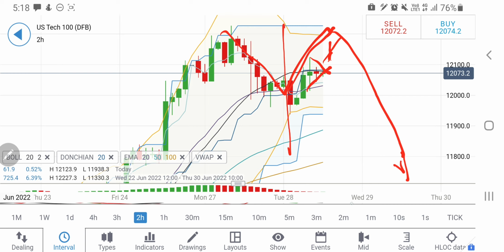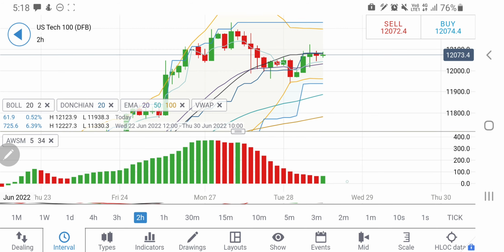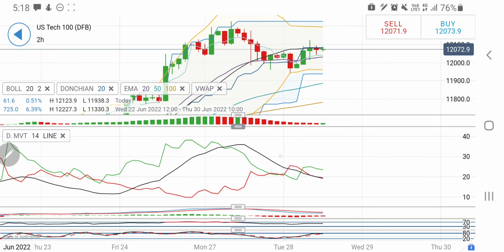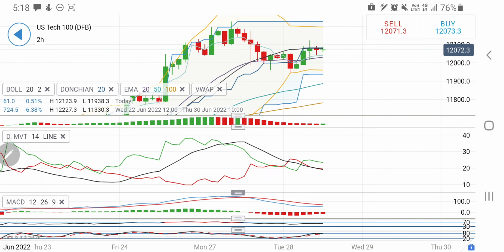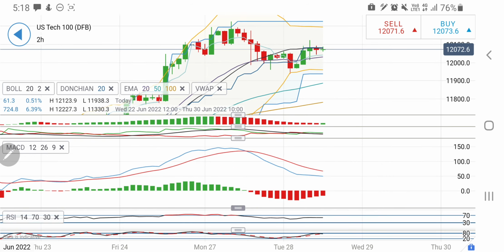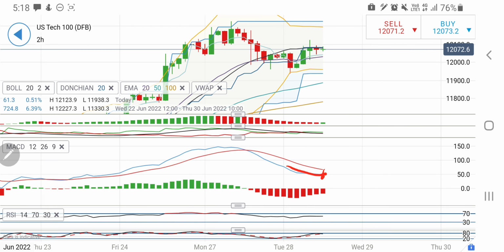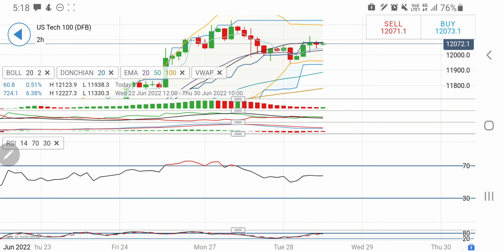Yes, you can take a short entry at 12200 also. The stochastic oscillator is trading flat but still on the greener side. The directional movement is still on the buy side. The MACD is still on the sell, and it is trying to converge and cross over for a bullish move. Be watchful till the time it crosses over.